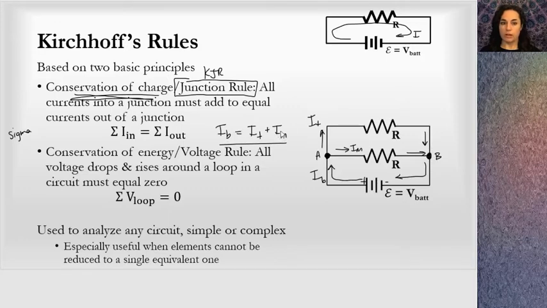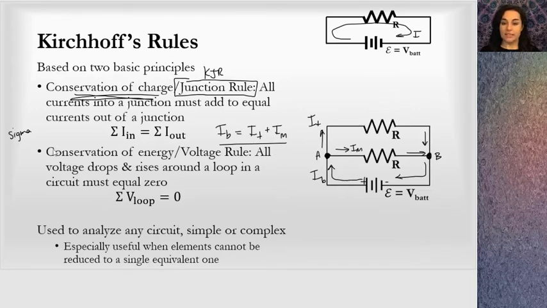Pretty easy to apply. If you have more and more branches, you may have multiple equations to relate your currents. But for simple circuits, usually it's one. For more complex circuits, you can have more than one junction rule. You would just choose another junction and include whatever currents are going in and out of that junction.